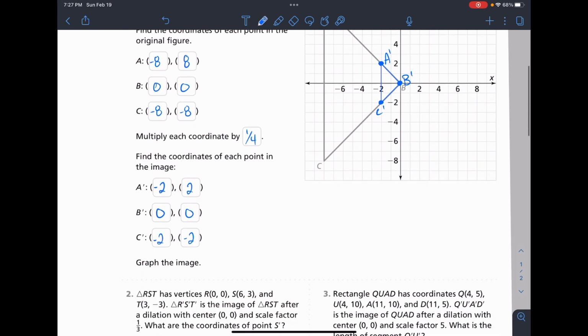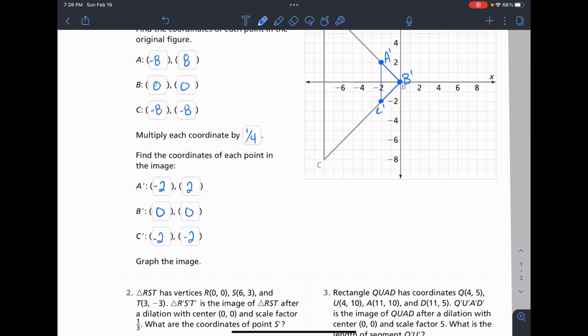So if you want to write that down, you can. So if your scale factor is between 0 and 1, you shrink, or you get smaller.